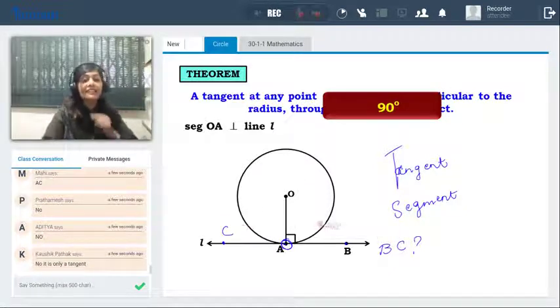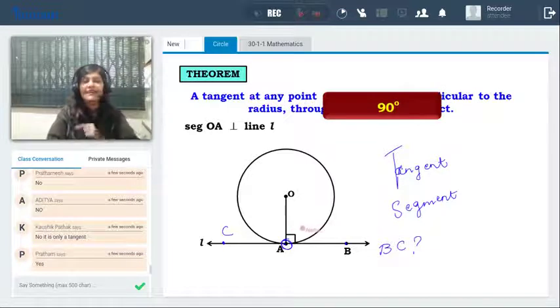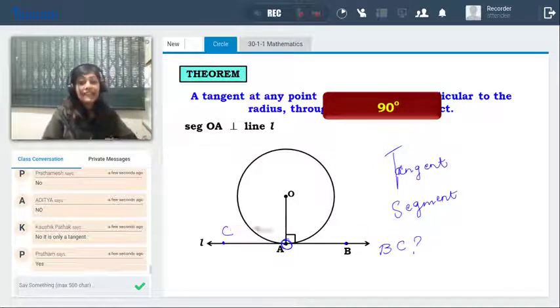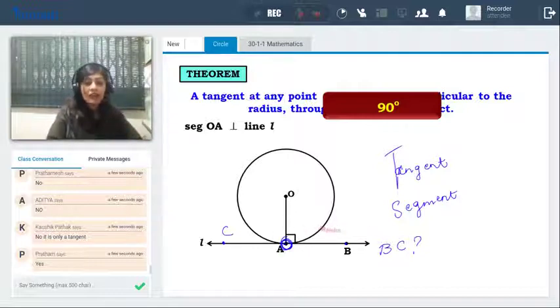Since B and C, none of them are the point of contact, BC can never be the tangent segment. Please observe B and C. As I said, for a tangent segment, one endpoint has to be the point of contact. As we can see, B and C are just two random points. We don't have a point of contact, so BC cannot be the tangent segment. I hope you all have understood, because this concept is extremely important for your coming theorem.